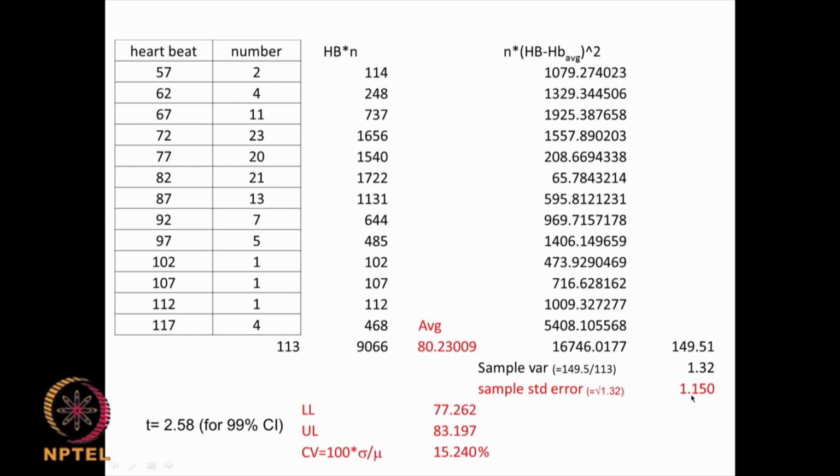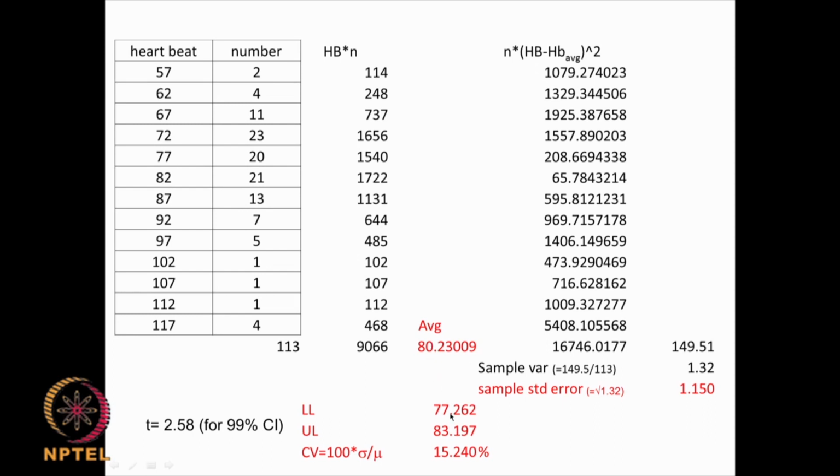So, I get 1.15. Now, t as I said is 2.58. So, 2.58 into 1.15, that will be plus or minus on 80. Okay, 2.58 into 1.1 is around 3. So, the lower limit will be 80 minus approximately 3 and the upper limit will be 80 plus approximately 3, that is 83.